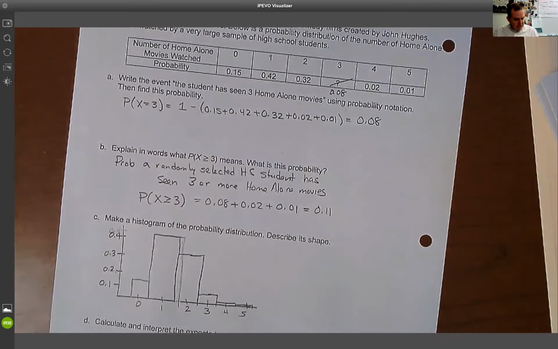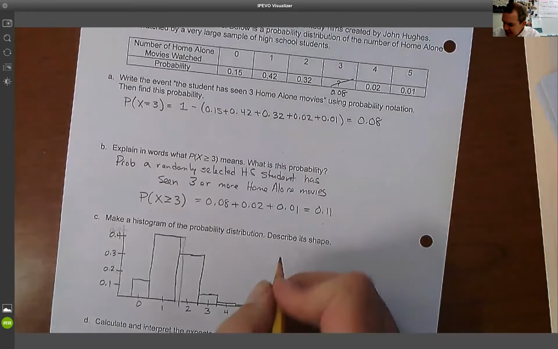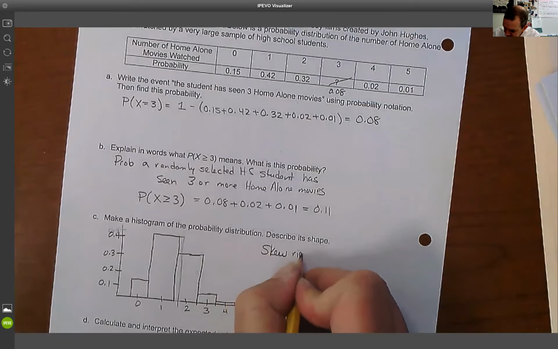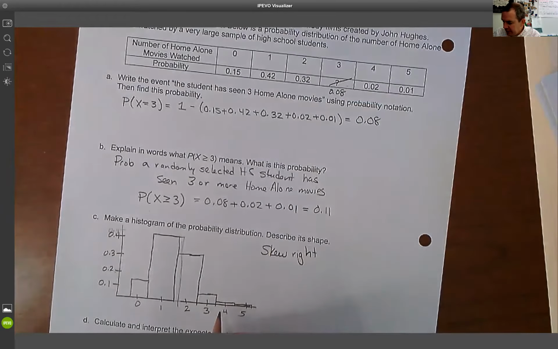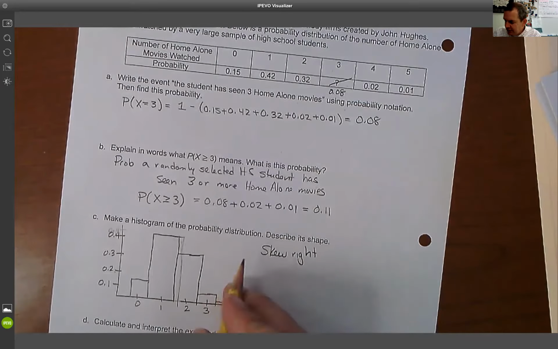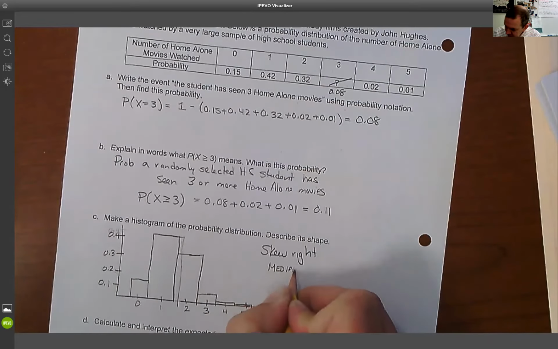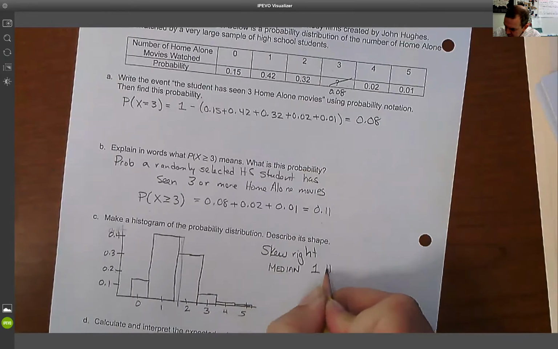If we look at the shape here, it's starting to get a little bit of a skew to the right. And if we look at where our center is, where we got 50%, in this case our median is going to be 1 movie.